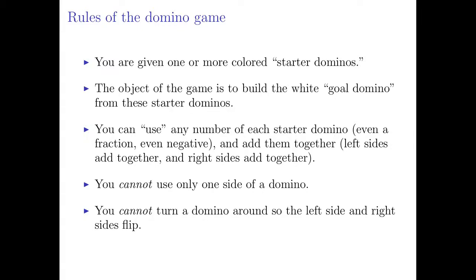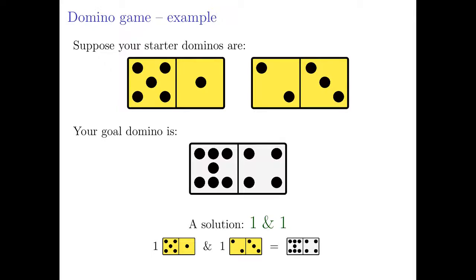All right. So here's an example. Let's say I give you these two yellow dominoes as your starters. You've got a 5-1 and a 2-3. And again, you cannot make a 5-1 a 1-5. You cannot make the 2-3 a 3-2. Those have to stay that way. And your goal domino in this first example is going to be 7-4. So how do you make 7-4 out of those two yellow dominoes?